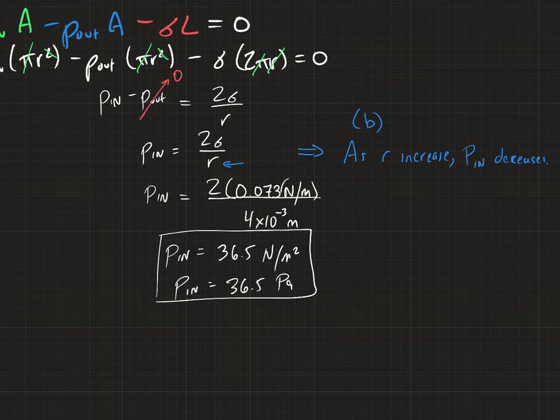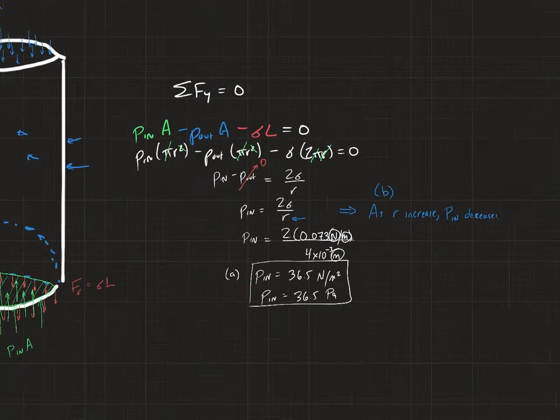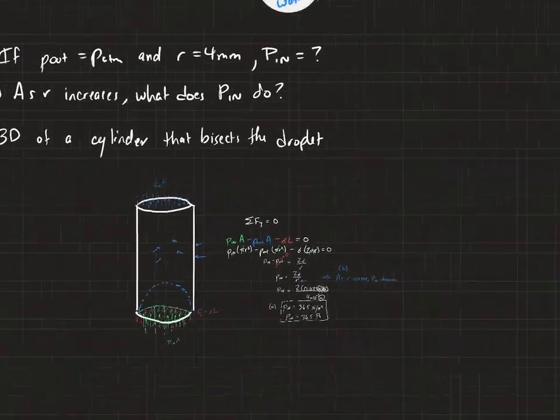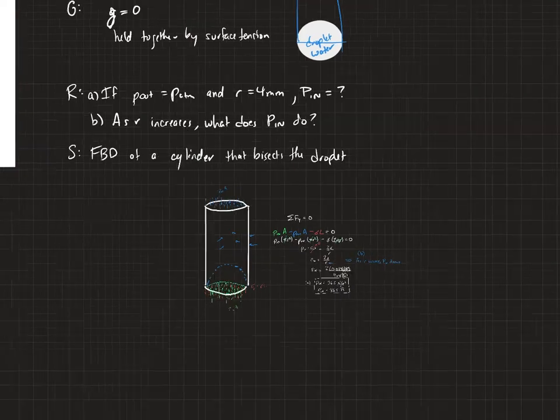Noting that we've got newtons on top and we've got meters squared on the bottom. So that's how we do this the quote-unquote easy way. So this is part A. Very colorful, very beautiful, a lot to like.